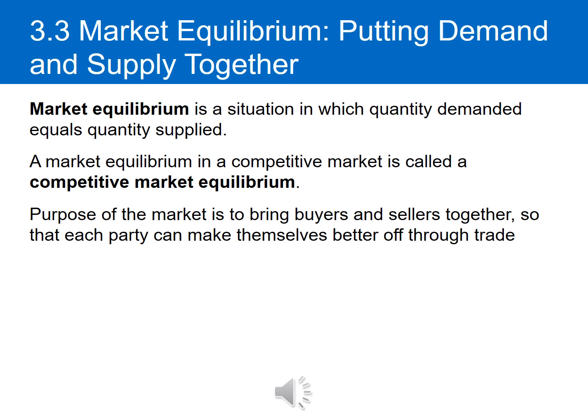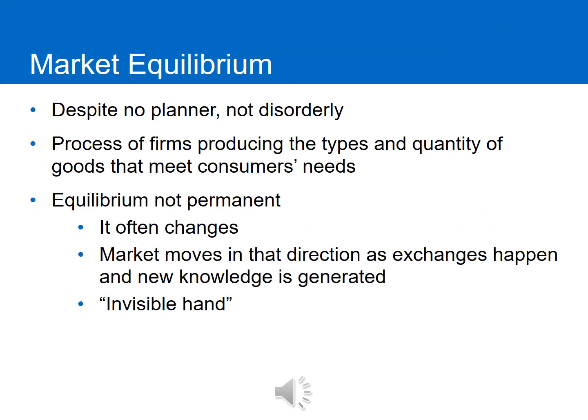Now that we've worked with both supply and demand, it's time to put the two of them together into one graph. This is a tool that economists typically use to analyze how changes impact what's going on in the market. So the market equilibrium is a situation in which the quantity demanded equals the quantity supplied. The purpose of the market is to bring buyers and sellers together so that each party can make themselves better off through mutually beneficial exchange. Despite the fact that there's no central planner, no authority directing how goods are to be made, what resources are to be used where, it's not a disorderly process.